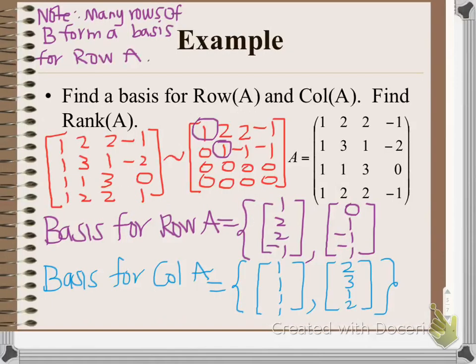All right. So now find a basis for row A and column A. Find the rank of A. Okay, so we need to find 3 things. Well, we have this matrix here. So this is our matrix.